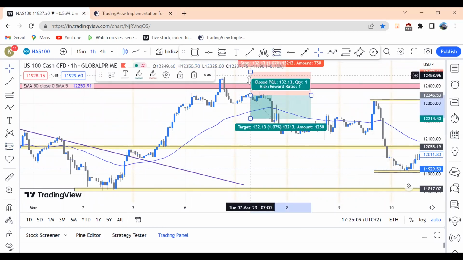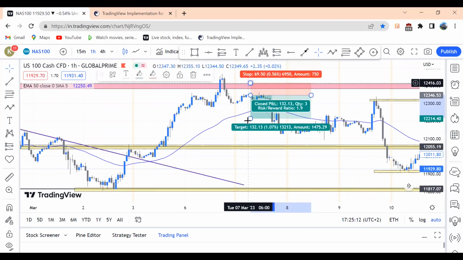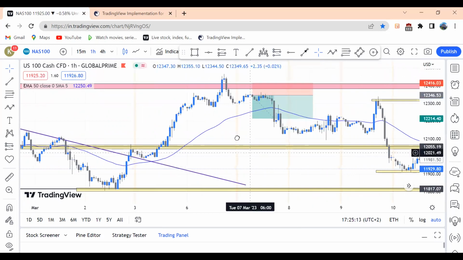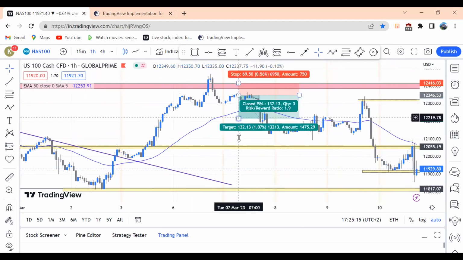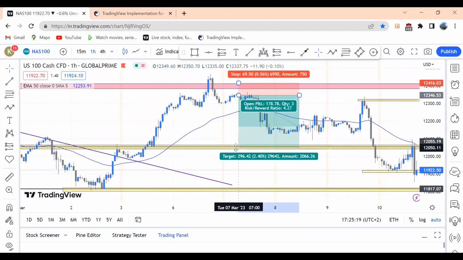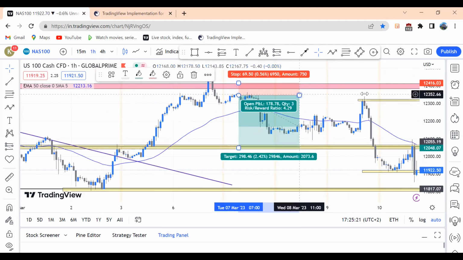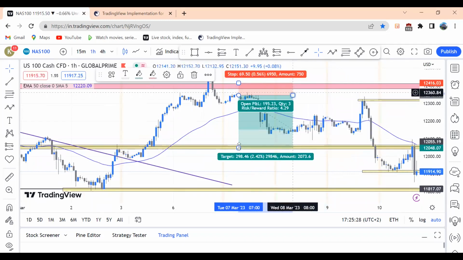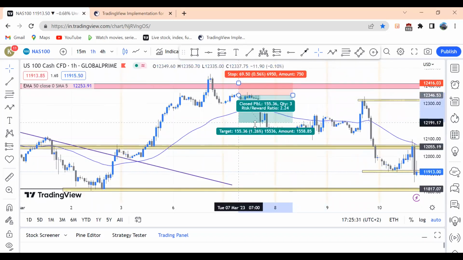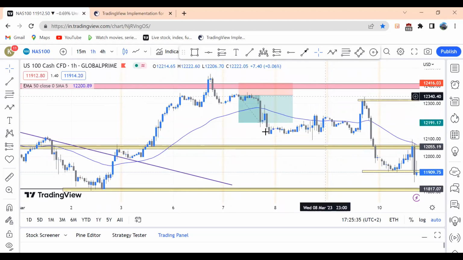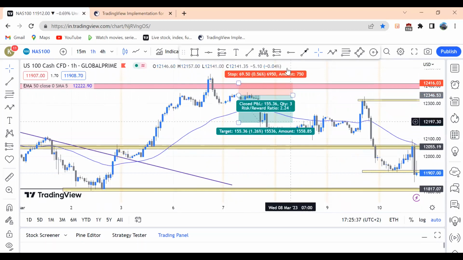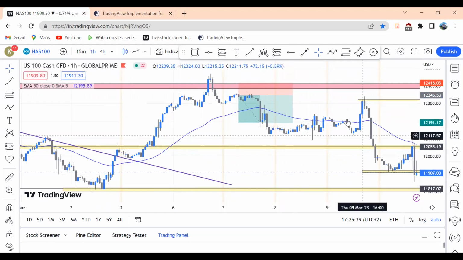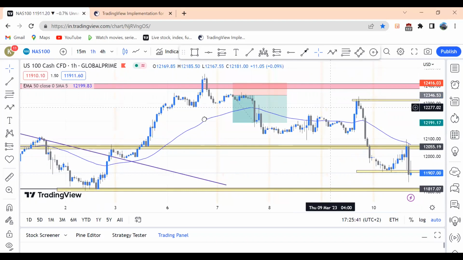Stop loss was here. But our TP was here, on this level. We didn't get the whole move because we booked our profits here. The market moved, came back to stop us out here. So we didn't capitalize on this whole movement.